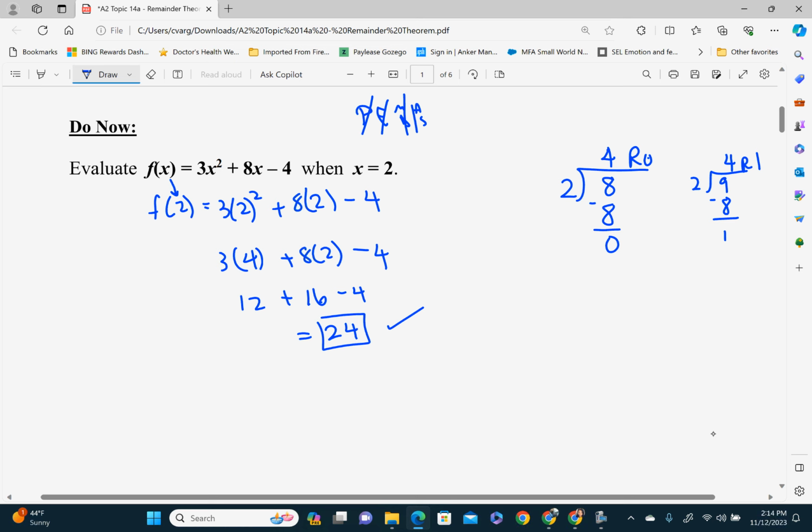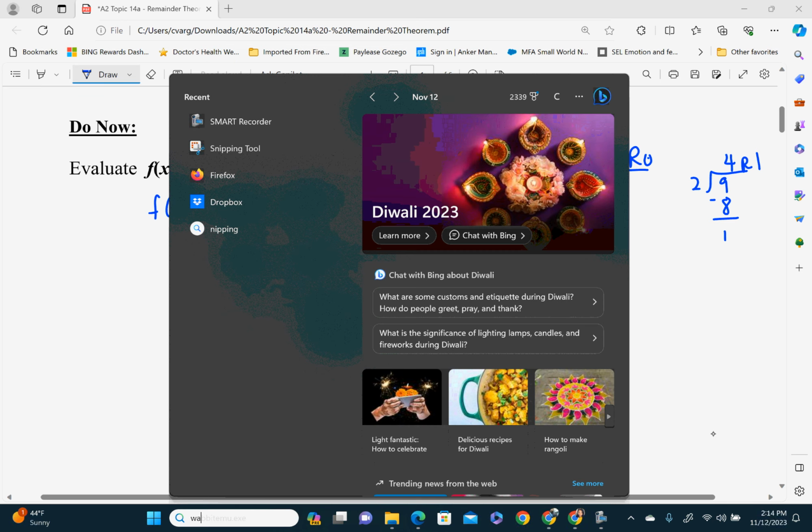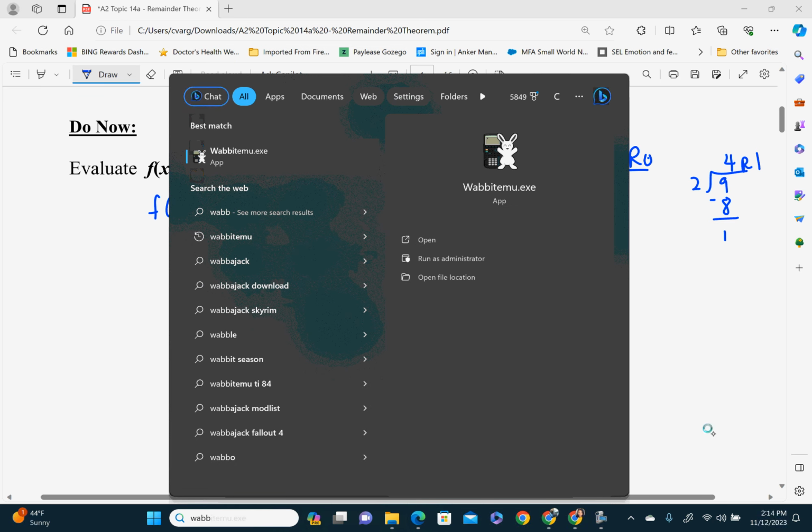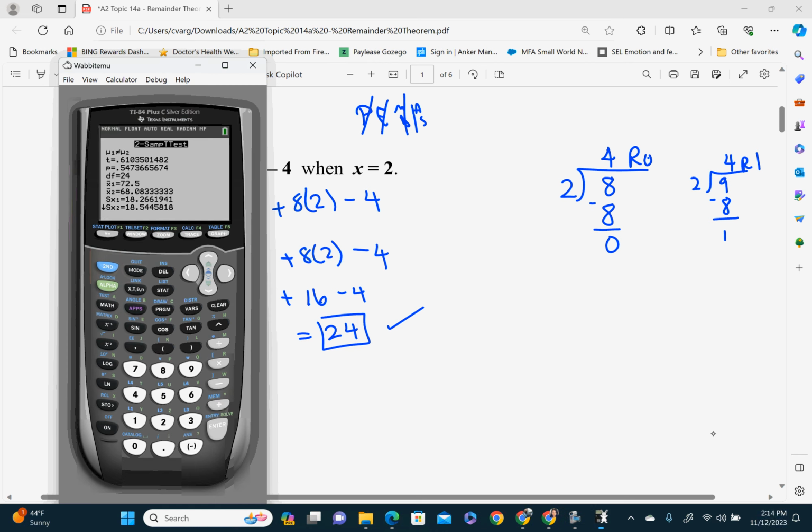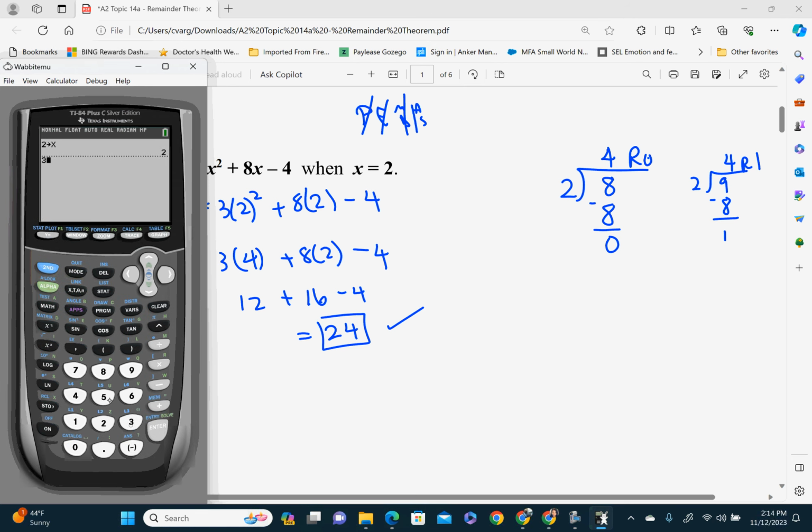Our final answer is 24, right? Let's check that. 28 minus 4 is 24. Okay, check. And you could do this in the calculator by using your store button. Most important button ever. So we're taking the number 2 and we're storing it into x. So 2 store x, hit enter, and then you're just going to plug in the expression. So this is how to do it straight in the calculator: 3x squared plus 8x minus 4, and 24. Same answer. That's how the calculator gets it.